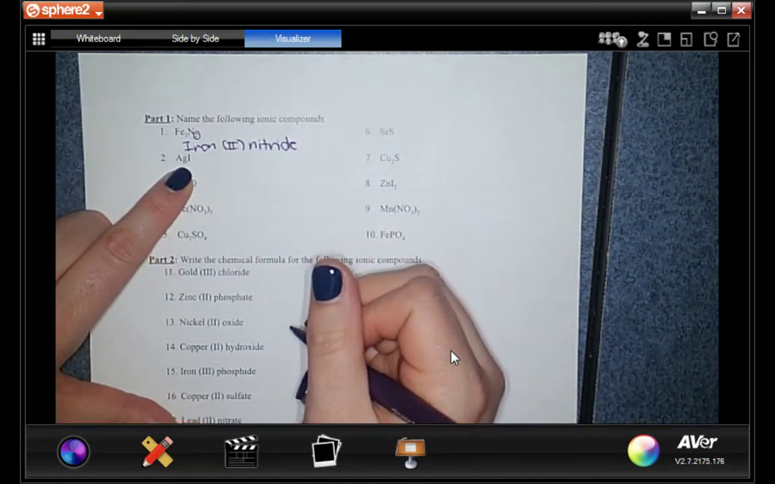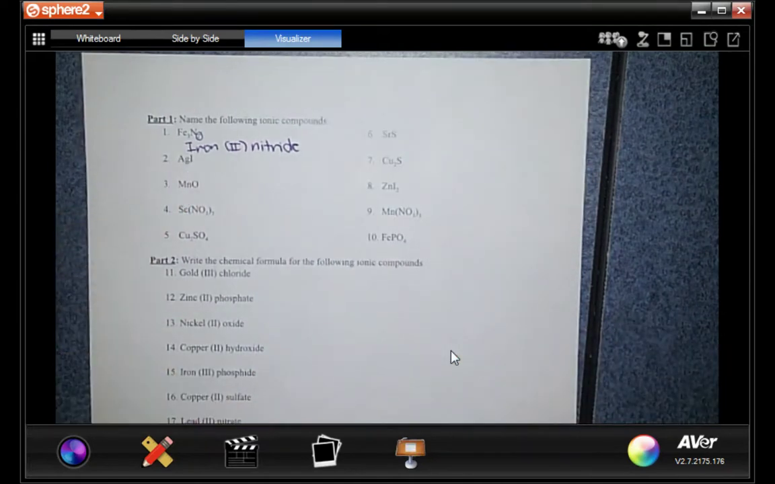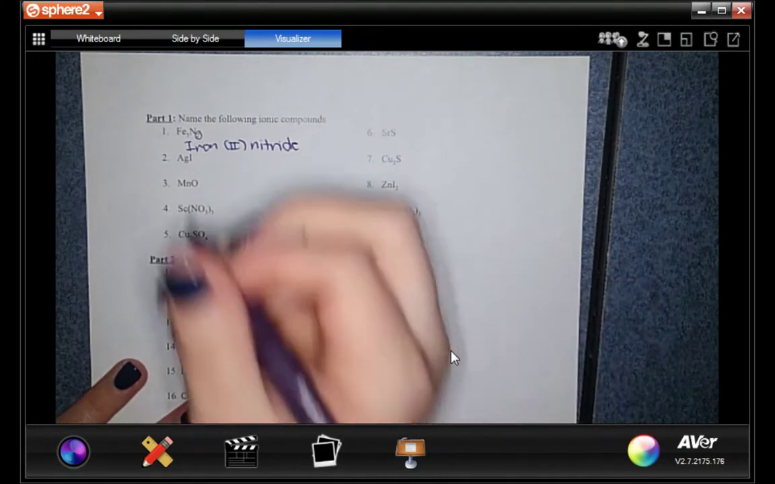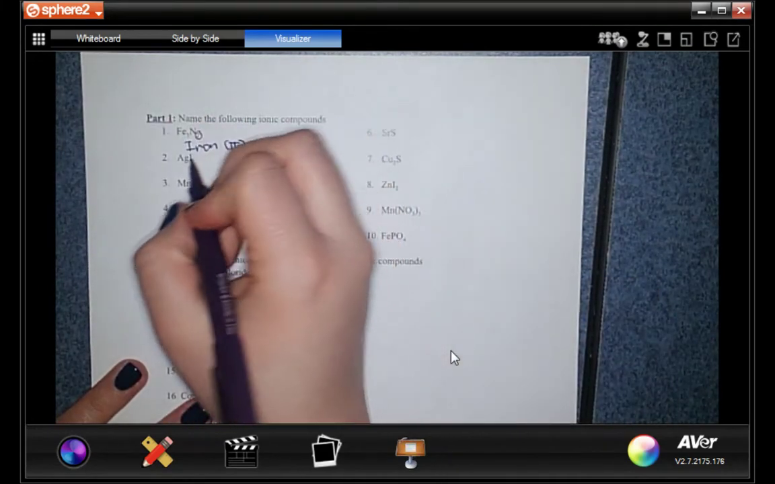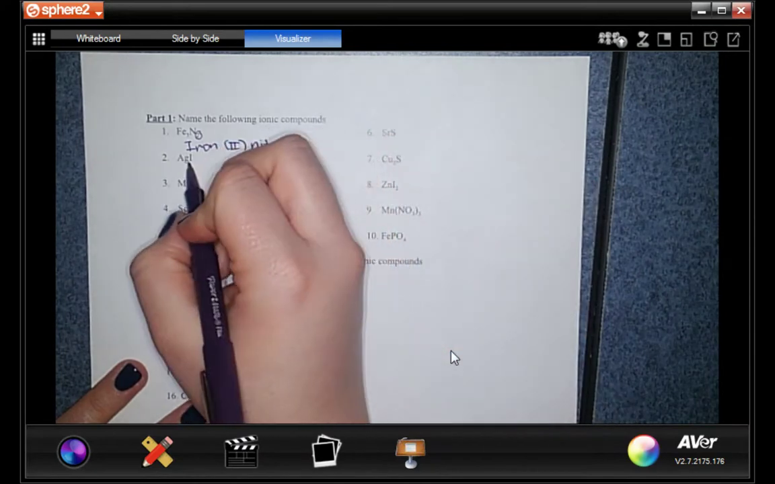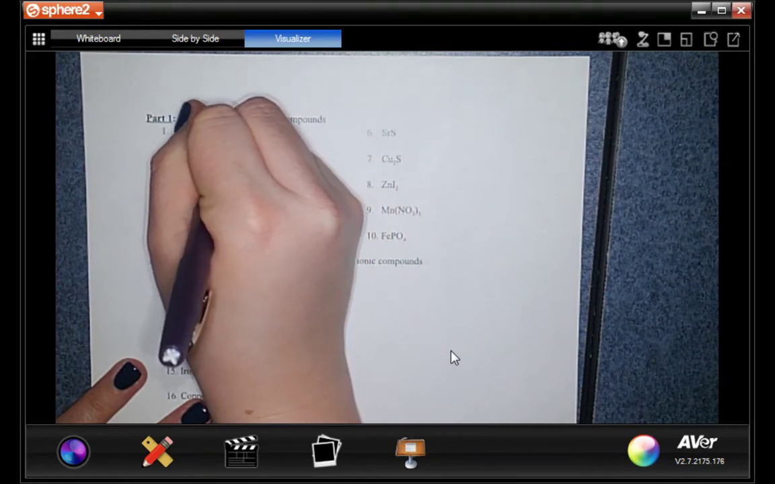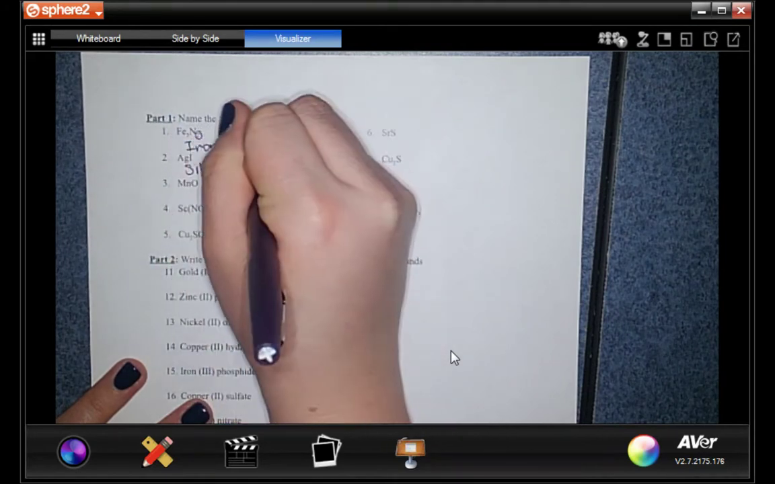And then here, this one is a little bit more difficult, but we do have to use our periodic table. So if you look at your periodic table, iodide is in group 17, so it has a -1 charge. That must mean, if you do the reverse crisscross method, since you don't see the subscript right here, that this is going to be silver 1 iodide.